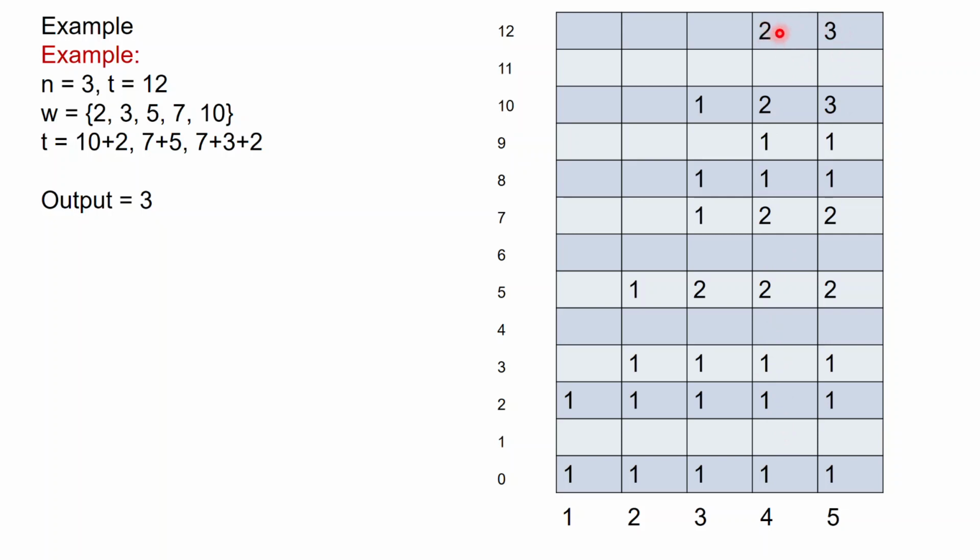This corresponds to the subsets that give me 12 without using weight 10, plus these 2 here. And this corresponds to the subset that gives me 12 using weight 10, which will be the subset here, 10 plus 2. This concludes the example, and I will see you next time.